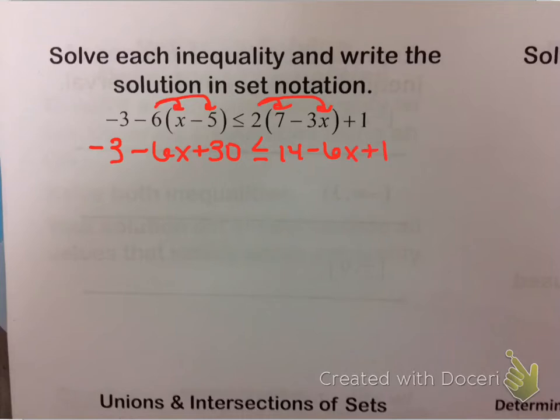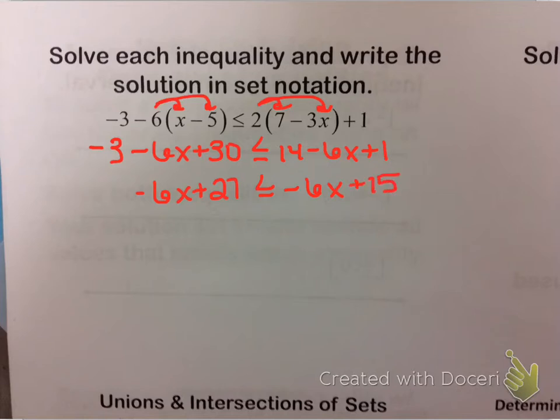And then I combine my like terms on both sides, so I'll have negative 6x plus 27 on this side. And on this side, I'll have negative 6x plus 15.